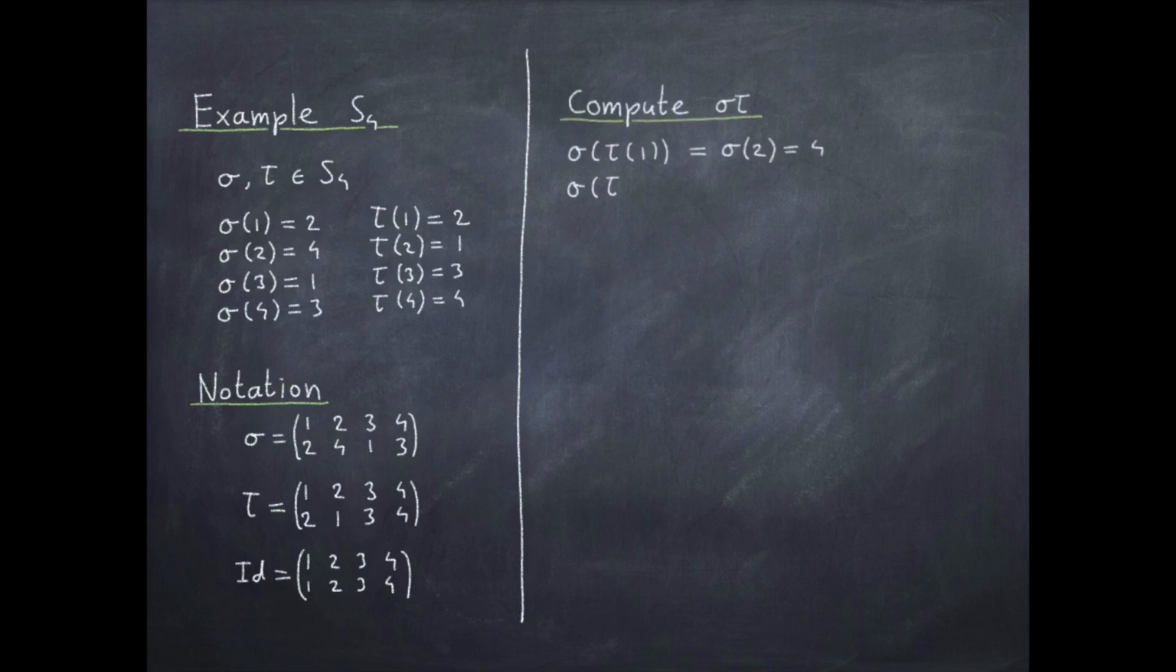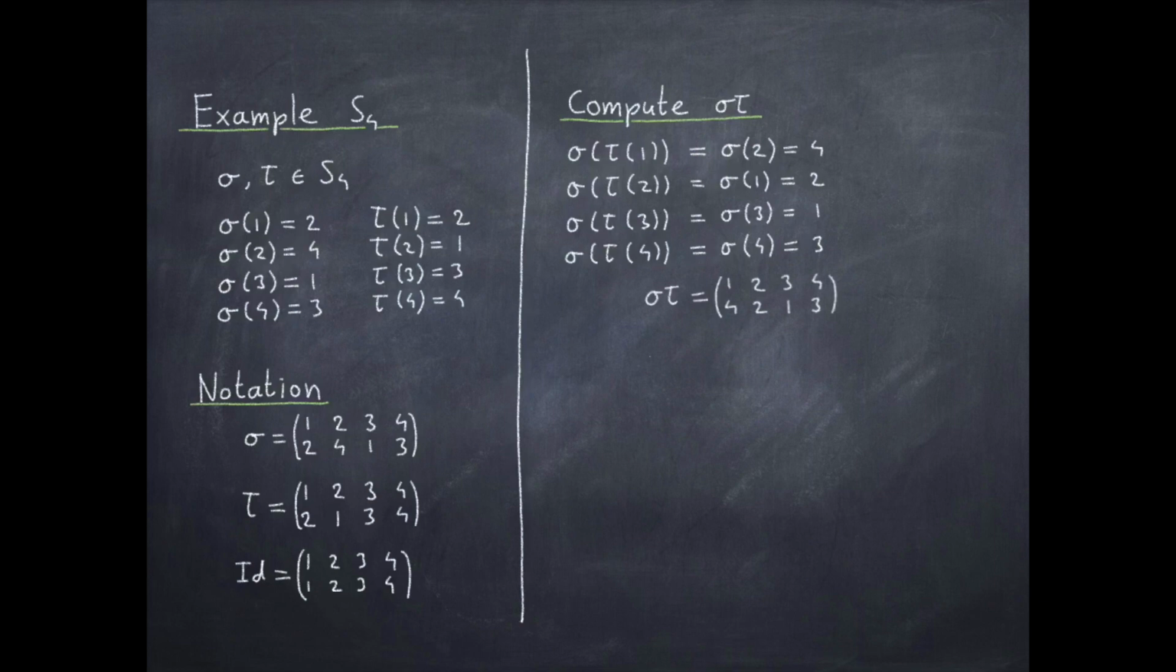When composing two permutations, remember that we are composing functions. So the permutation sigma tau means that we first apply tau and then sigma. So sigma tau of 1 is sigma of tau of 1. In this case, that is sigma of 2, which is 4.